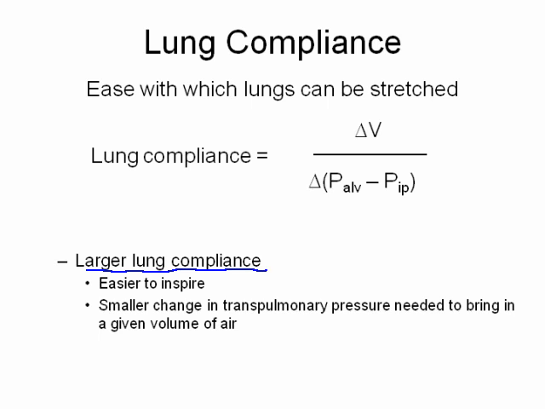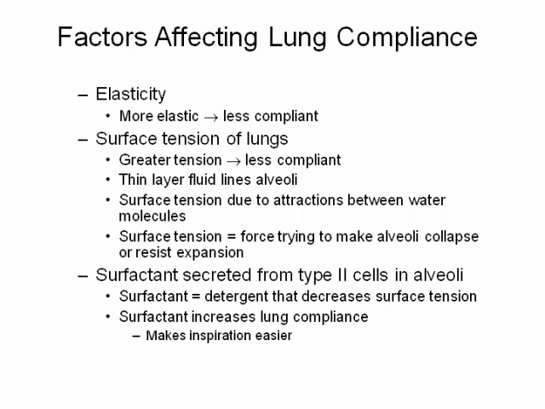So if lung compliance is larger, it's easier to inspire, meaning a smaller change in transpulmonary pressure is needed to bring the alveoli to a given volume of air. The factors that affect compliance: well, the elasticity, and in fact, the two are inversely related. If tissue is more elastic, think about it, it means it has more recoil. Therefore, it's going to require more pressure to get it to stretch. So greater elasticity goes along with lower compliance. So when we talk about elastic recoil, if elastic recoil is increased, then compliance is decreased, and vice versa.